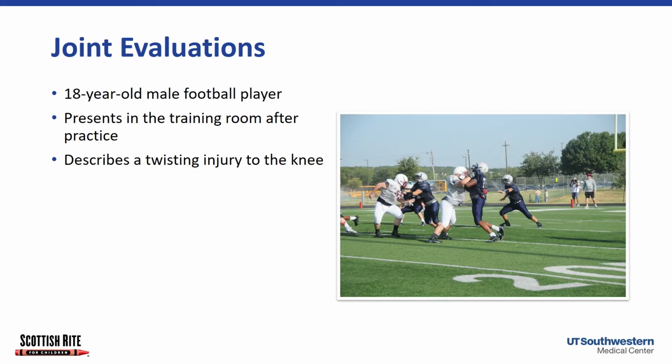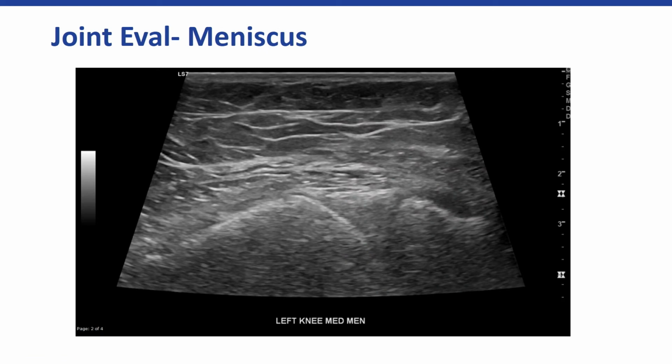So here's a good example of some of the disadvantages of ultrasound. So we have an 18-year-old male football player. He comes into the training room after a twisting knee injury during practice, and he wants you to look at it, and he wants some answers right away. Well, you can put the ultrasound machine on his knee, if you have it right then. And this is the image that you would get. So on the left, you see the femur, and on the right, you see the tibia. So this is his knee. And that triangle in the middle is his meniscus.